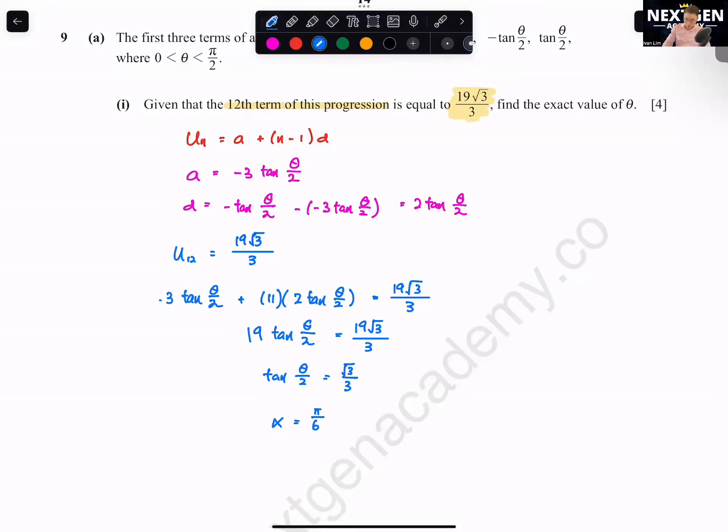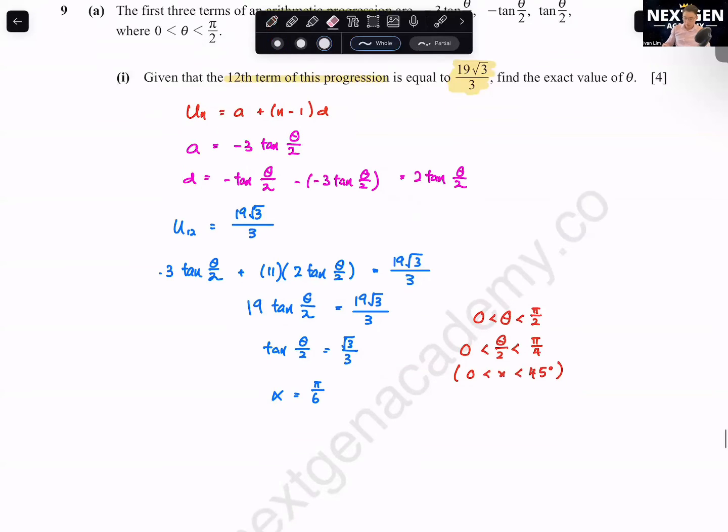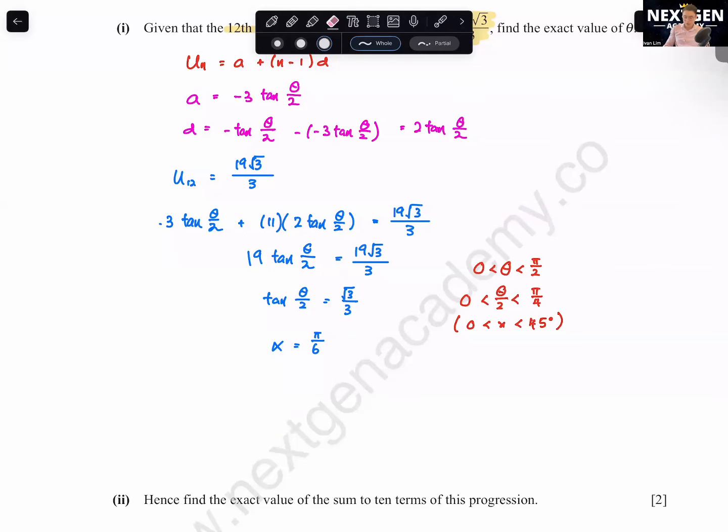Meaning, what is the range of angle that we want? 0 to pi over 2. If it is theta over 2, it means we only want until pi over 4. Okay? Until pi over 4 only. Pi over 4 means until 45 degrees only, you know. Your angle that you want is until 45 degrees. Make sense? Only in half the quadrant. Any of the angles that is out of more than 45 degrees or less than 0 degrees, we just reject it.